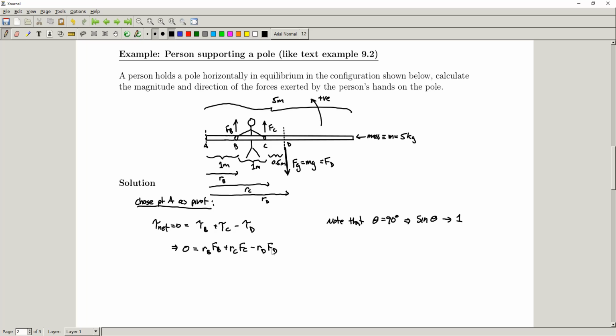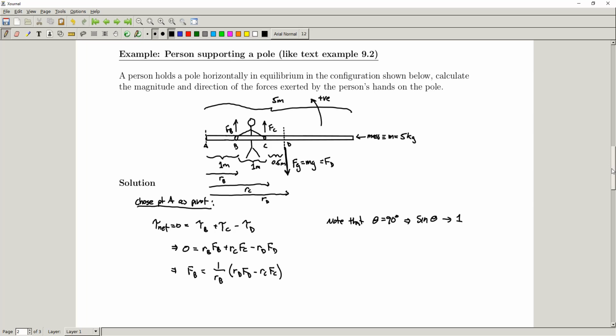And so what's our goal here? Let's keep that in mind. We're trying to solve for FB and FC, right? The forces exerted by the hands of our person holding this thing. So let's start off by solving for FB. I'm going to isolate FB on one side: I'm going to move the C terms and the D terms over to the other side, and divide through by RB. If we do that, we're going to find an expression that looks like this: FB equals 1 over RB, times RD FD minus RC FC. Okay?